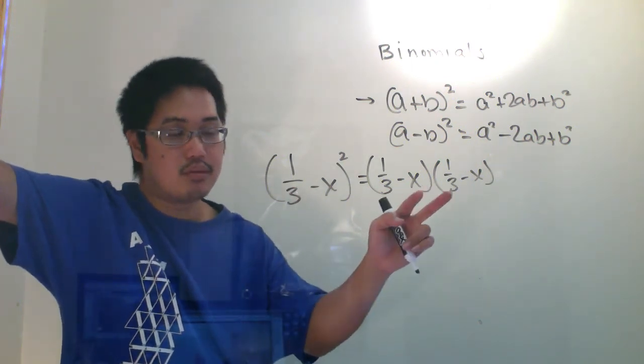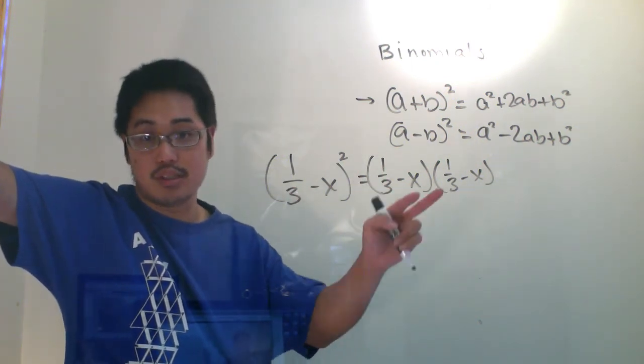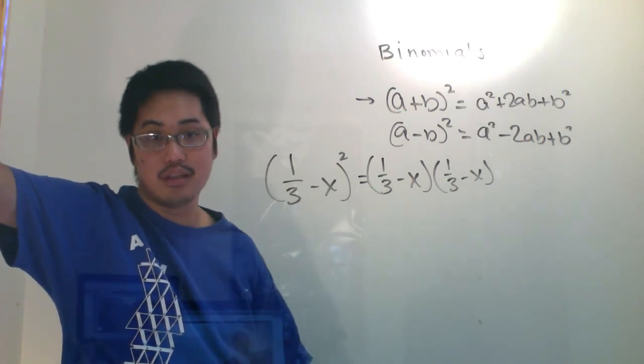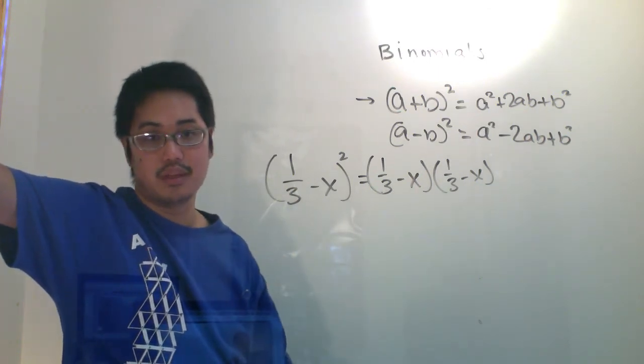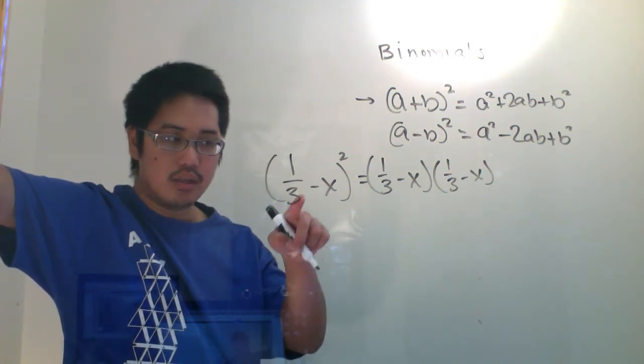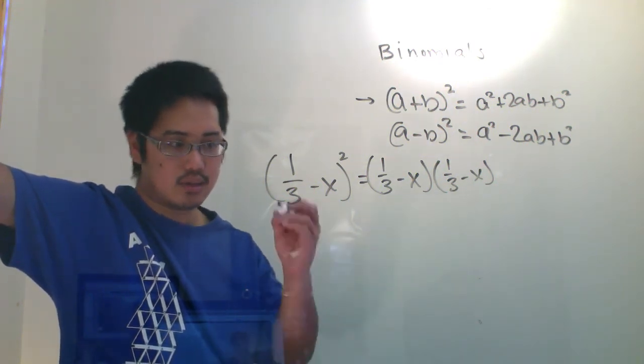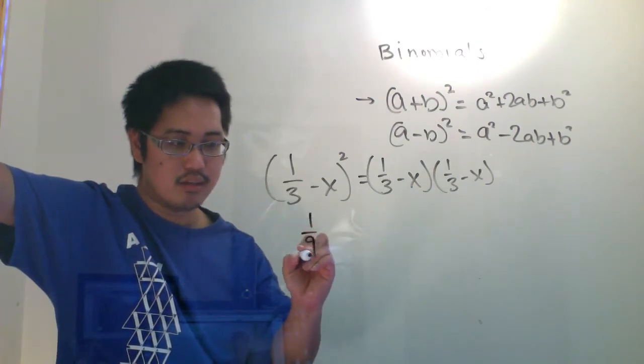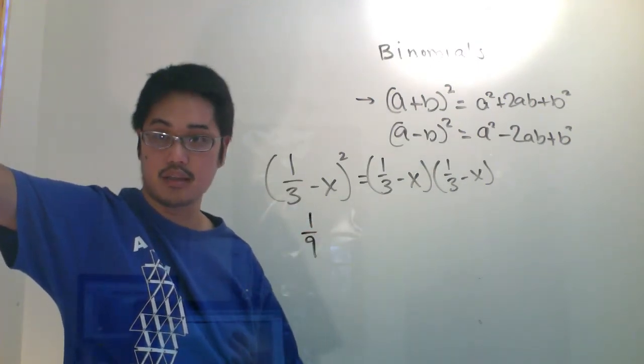Again, I stress it's not the bad way. If you do it this way and it's slower, but you understand how to do it and it's a safe way, then do it that way. If you want to do it the quick way, you square the first thing, you square the second thing. So I square the first thing and I get 1/9, because 1/3 times 1/3 is 1/9. We cool?